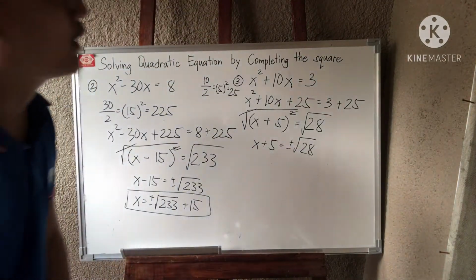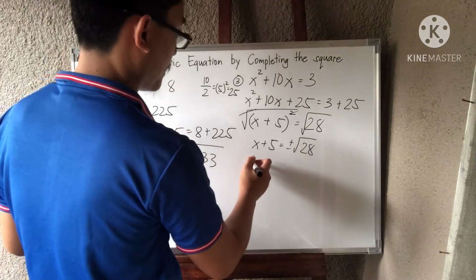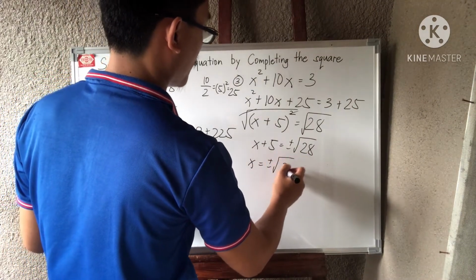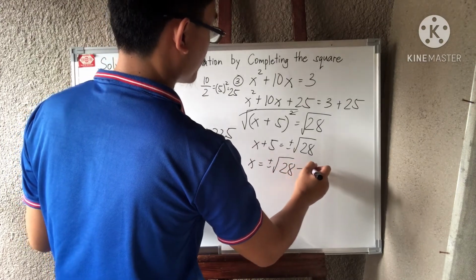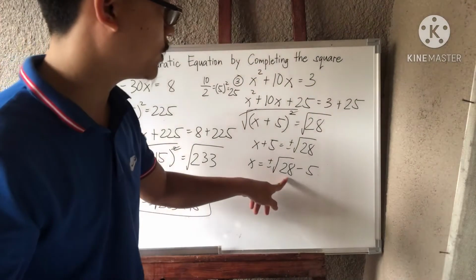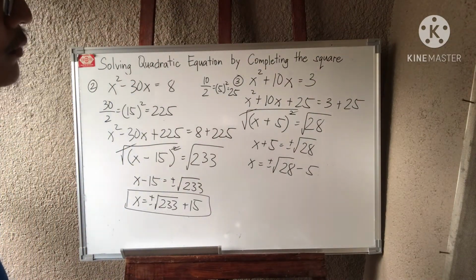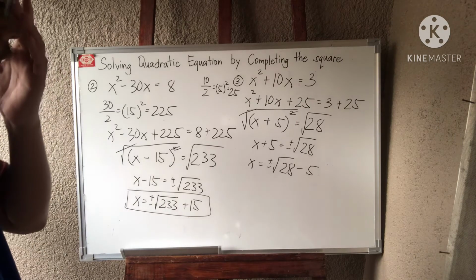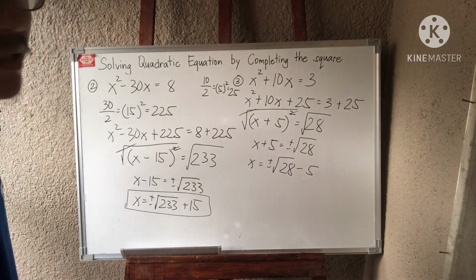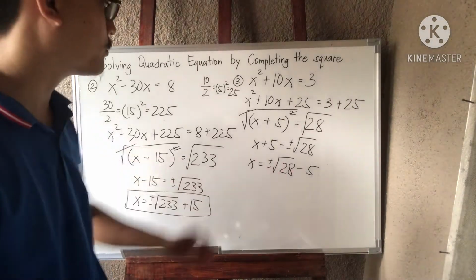Okay? And then, we transpose 5 to the right side, that becomes x equals positive, negative, square root of 28 minus 5. Okay. Now what we're going to do with 28, we have to simplify. There is a factors of 28 na merong perfect square number. Kasi required yun.